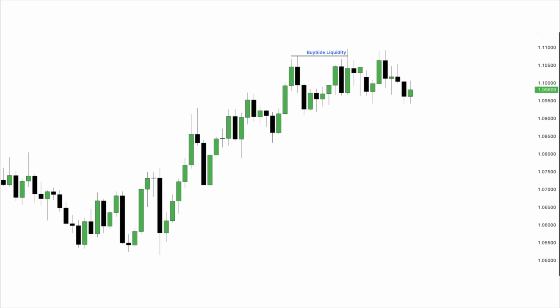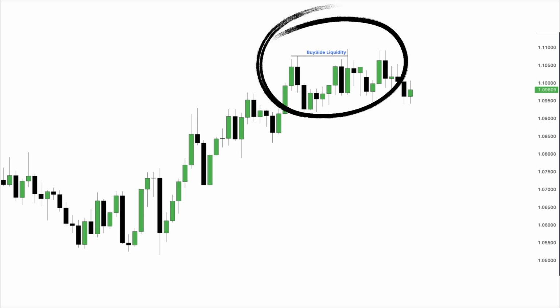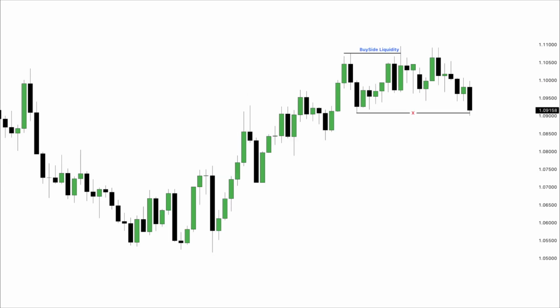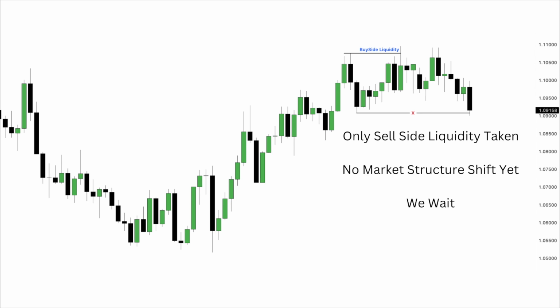Even though we have taken out our buy side liquidity at this moment, we are not going to short immediately because our price action is still showing bullish and we want to wait for that confirmation. Eventually we came back down and took out the sell side liquidity. This doesn't give us the confirmation that we are going bearish yet. At this point I will stay neutral and give it a little more time. So let's just be patient and wait.